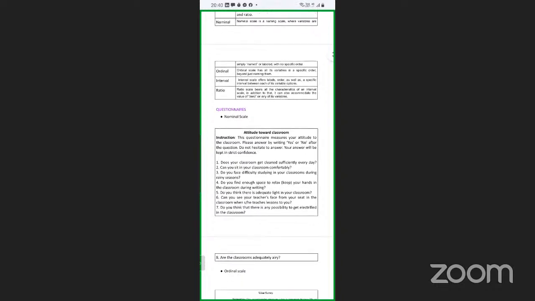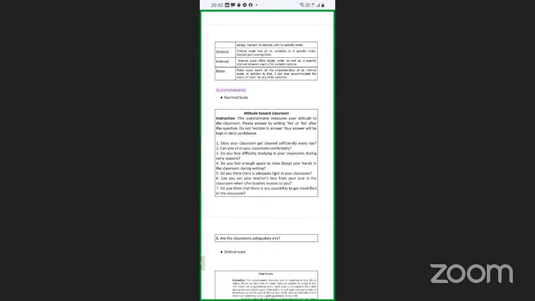Thank you. So here the students will answer your question by writing yes or no. So there are 8 questions. If you want to make any score, then you have to find out how many yes or how many no. This is called the nominal scale.